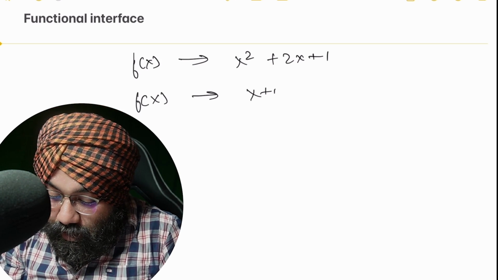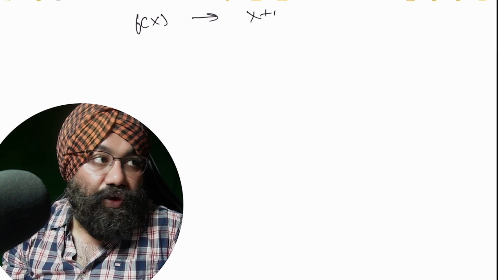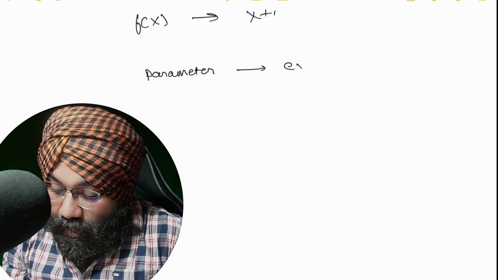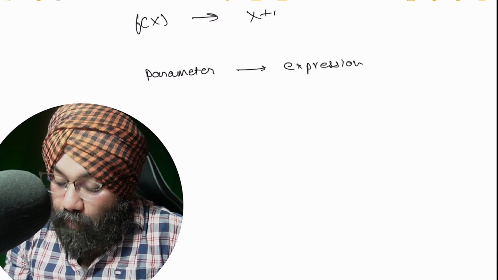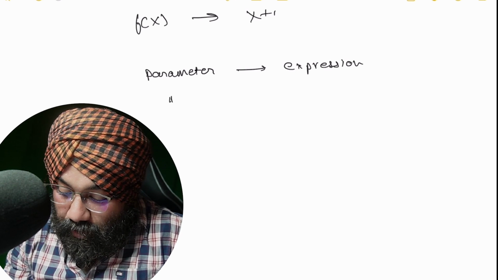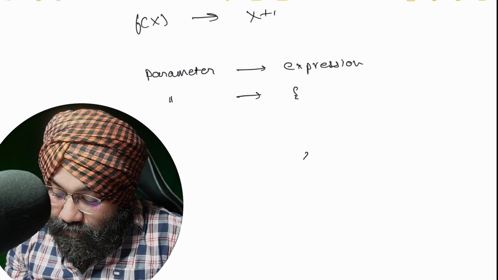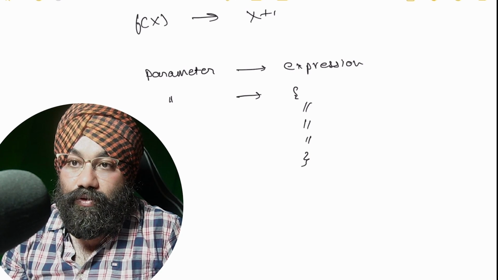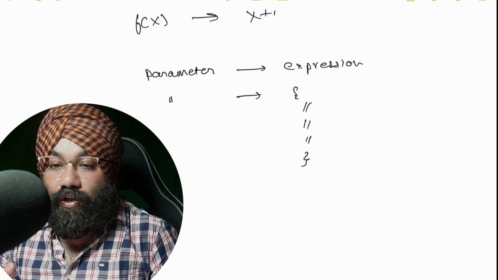So similarly here also we can define a lambda expression with a parameter and an expression for a parameter. We can also say a parameter and curly brackets and a group of statements for that parameter. So this constitutes a functional interface.